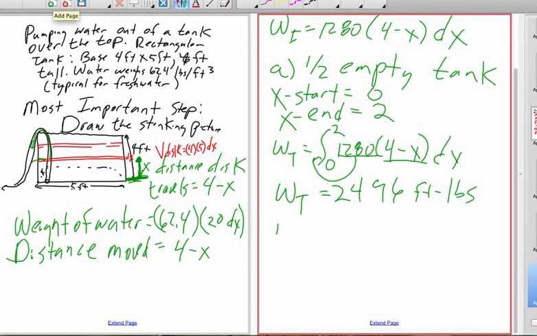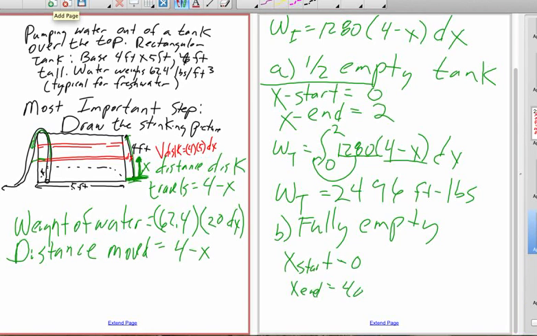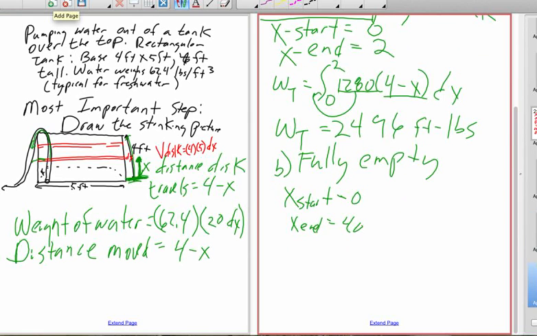So part B is to fully empty. All right, now nothing is going to change at all until we get to this point. So my x start is going to be at 0, but my x end will be 4 feet up. It's going to be 4. So the only difference between that one and this one basically is our bounds of integration.